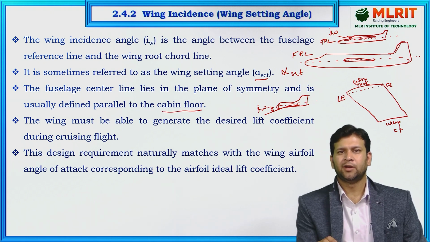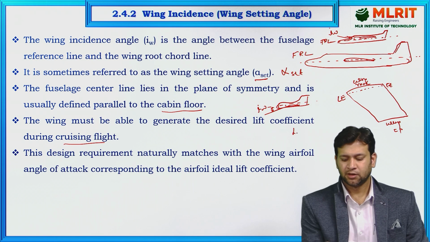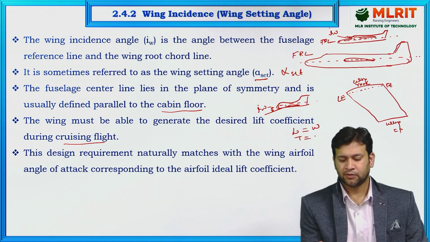The wing must be able to generate the desired lift coefficient during cruising flight. Cruising flight is lift equals weight, thrust equals drag.